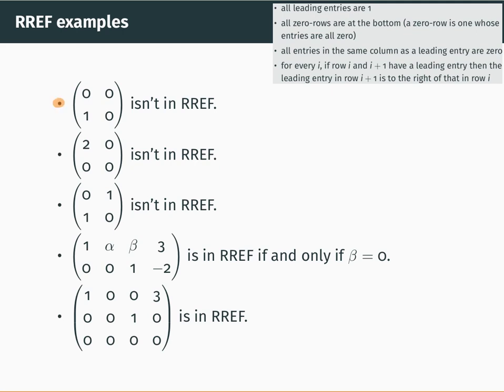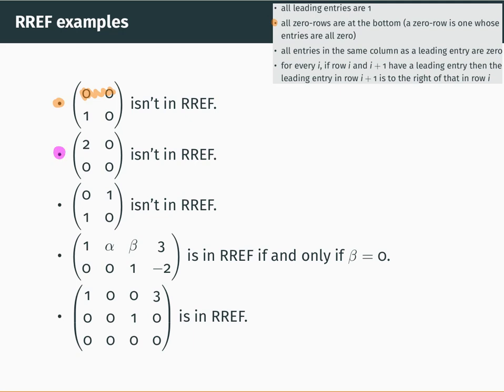Well, the answer is it's not in row-reduced echelon form because it has a row of zeros, and that row of zeros is not at the bottom of the matrix. And if you look at condition 2 in the definition of row-reduced echelon form, that says that any 0 rows must be at the bottom of the matrix.